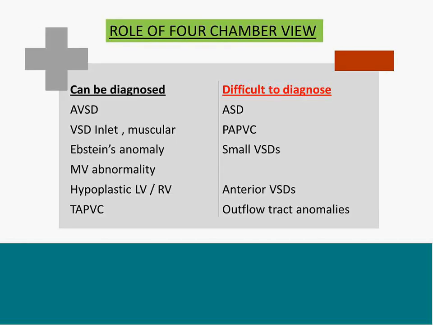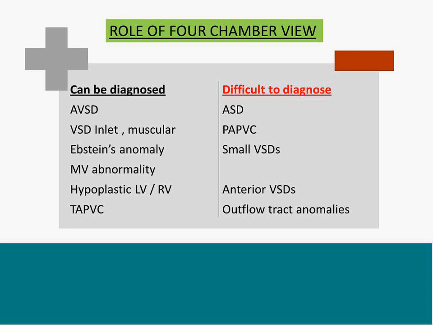So to make sure that these things are there, you know that the heart is normal as far as the 4-chamber view is concerned. So what have you ruled out? You have ruled out an atrioventricular septal defect. You have ruled out posterior VSDs. The posterior VSDs include the inlet VSD and the posterior muscular VSDs. You have ruled out tricuspid valve abnormalities, including Ebstein's. You have ruled out mitral valve abnormalities and hypoplasia of either of the ventricles, and also a total anomalous pulmonary venous drainage.